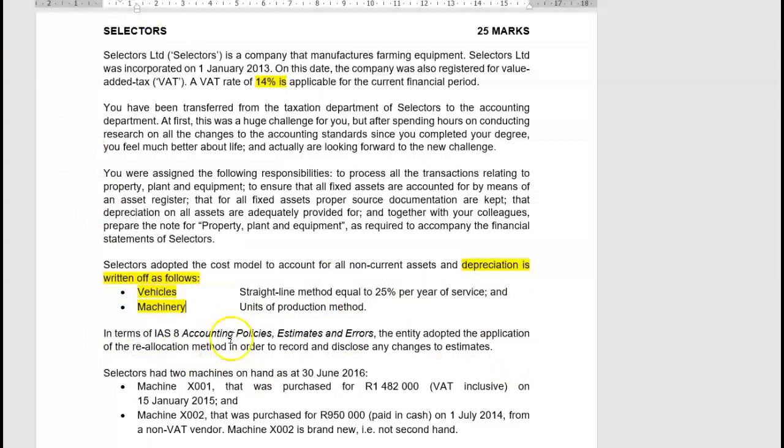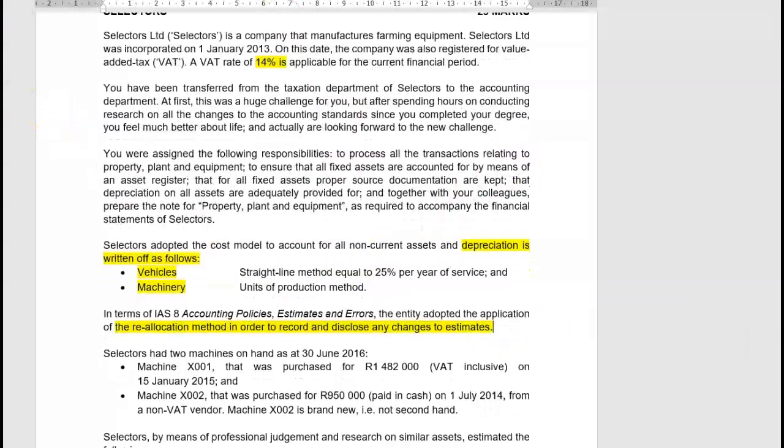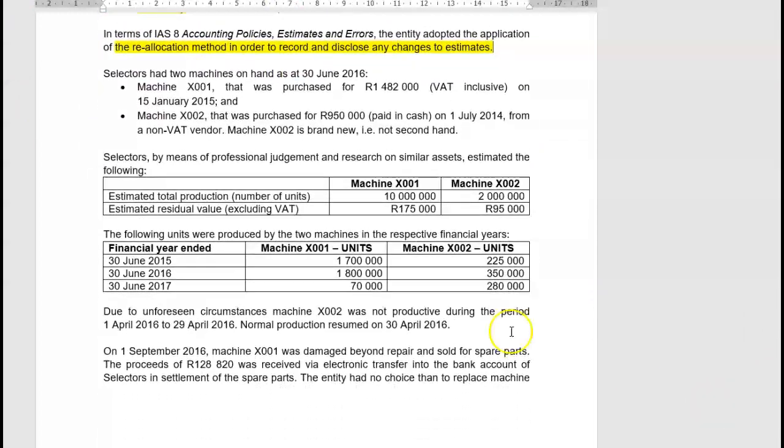In terms of IAS 8 accounting policies, estimates and errors, the entity adopted the application of the reallocation method to record and disclose any changes in estimates. So it is part and parcel of their policy. They have decided if they're going to effect a change in estimate, they are going to use the reallocation method. Selectors had 2 machines on hand as at 30 June 2016.